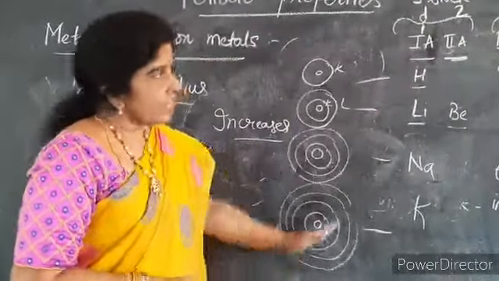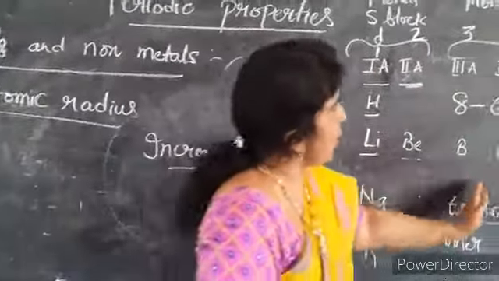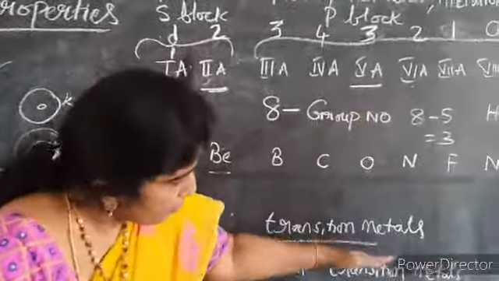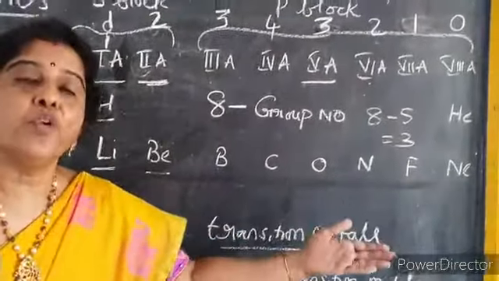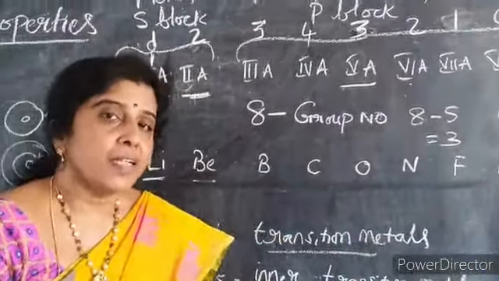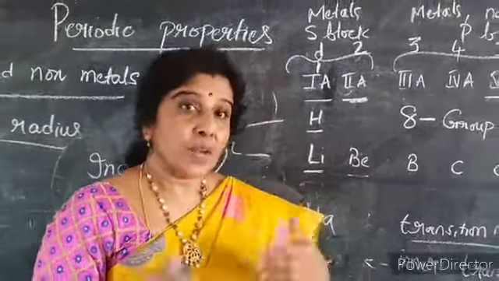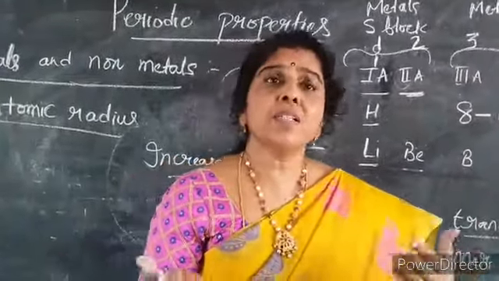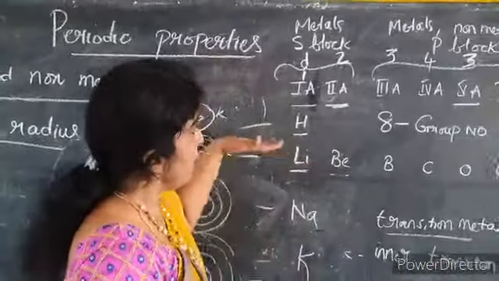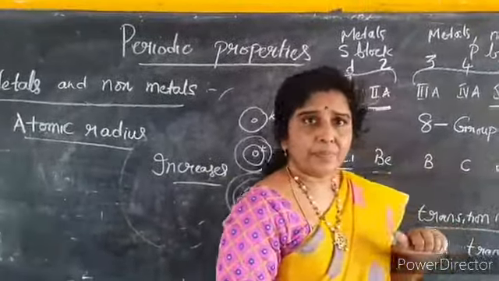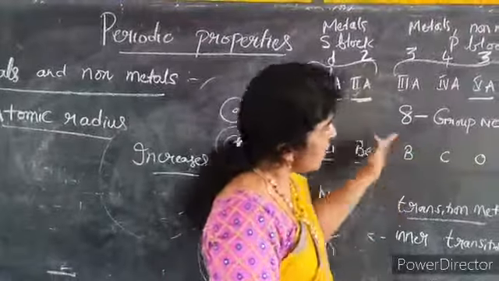Okay. Did you get the point? In any group, you take 2A group, 3A group, 4A group, at every step, one new shell gets added. Therefore, the size of the atom increases in any group. Remember this point. Now, next question. What happens to the size of the atom in a period? In a period. Now, look at any period.